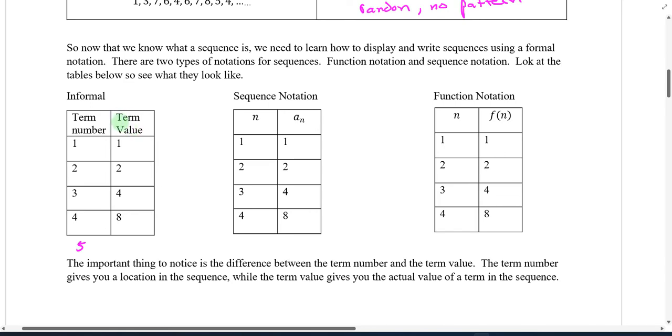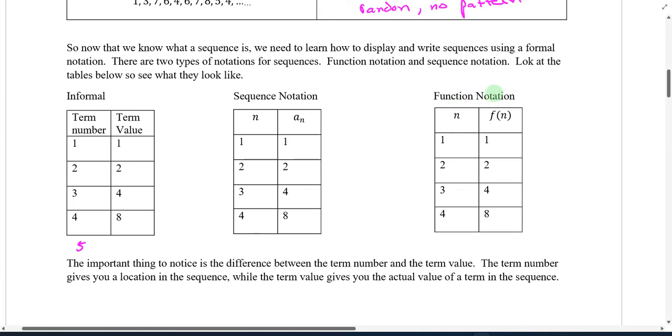Now formally, the way that we describe these in sequence notation is we call the term number n. So n is going to be 1, 2, 3, 4, and it describes a location somewhere in the sequence. And then this is pronounced a sub n, and this is the term value. So second term is 2, third term is 4, and so forth. But instead of saying term number and term value, we say n and a sub n.